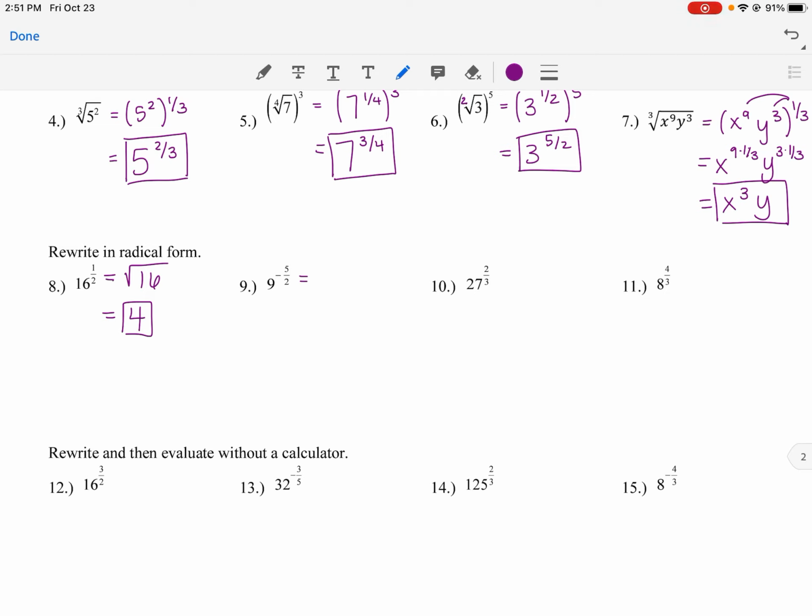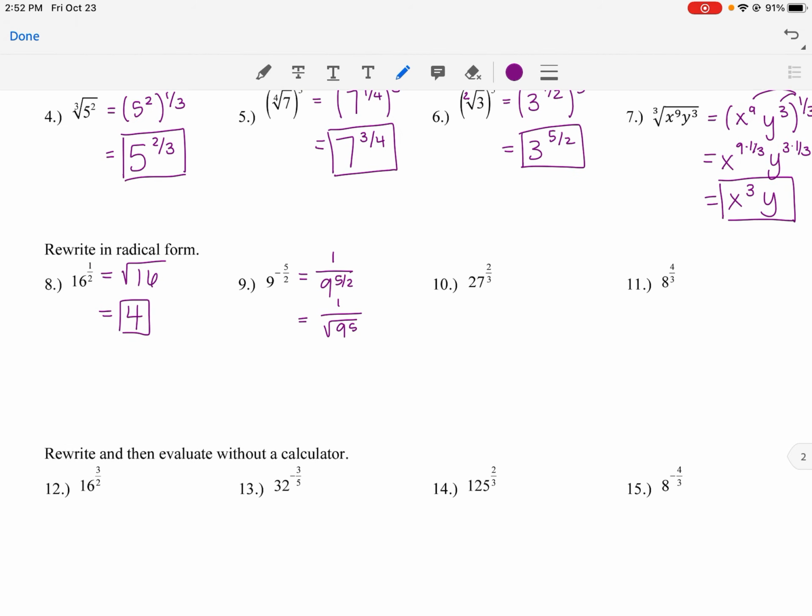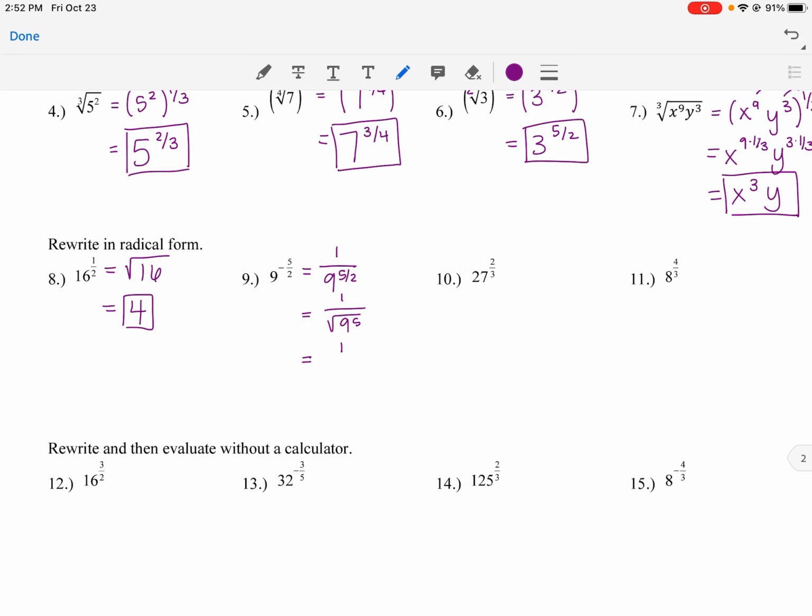Okay. Ooh, this one's a little bit tricky. I'm going to start and just make it a positive exponent. So that's 1 over 9 to the 5/2. Okay, if I want to get rid of that fraction, so the half part of it, that means it's the square root, so 1 over the square root of 9 to the 5th. And I could rewrite that, or I could evaluate that in my calculator. The square root of 9 is 3, and then raised to the 5th is 243. I think I said that as 123. That was my bad.